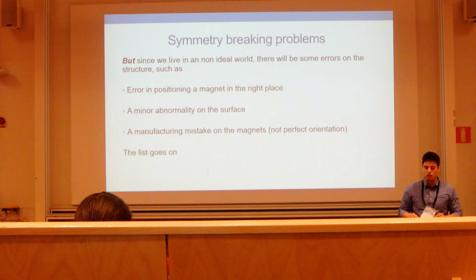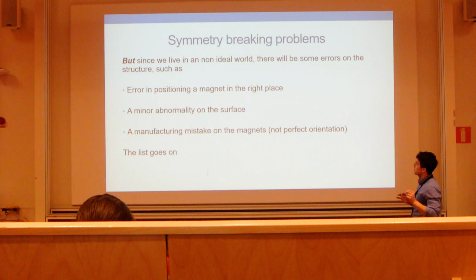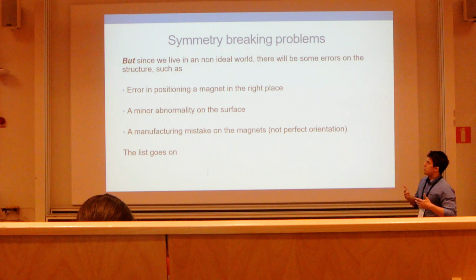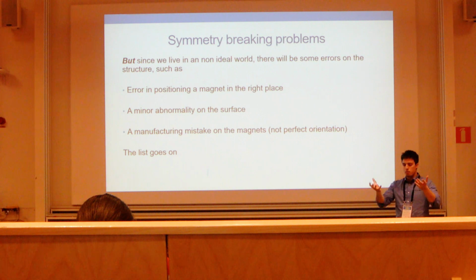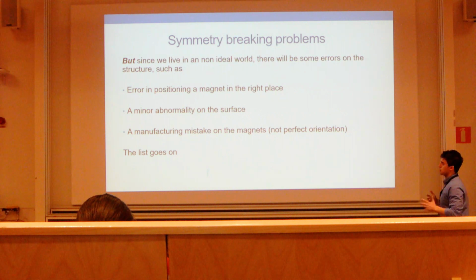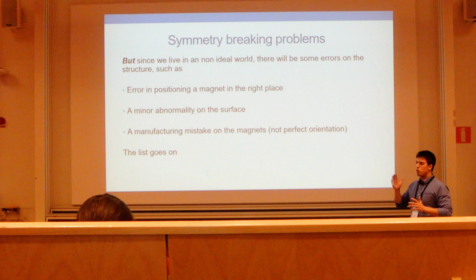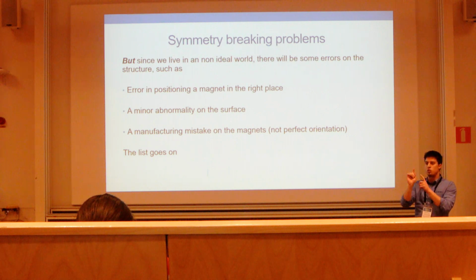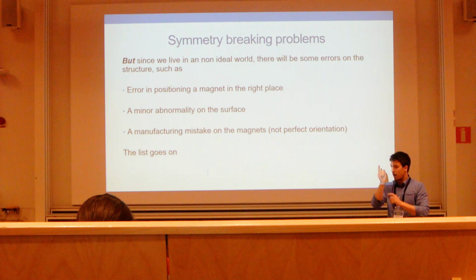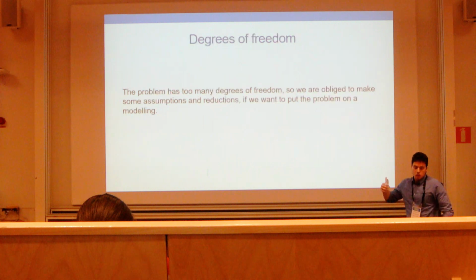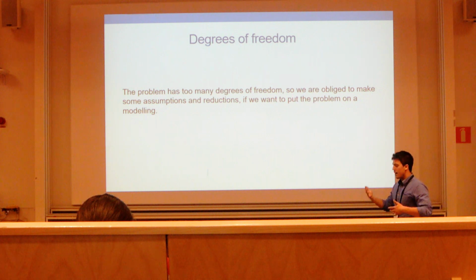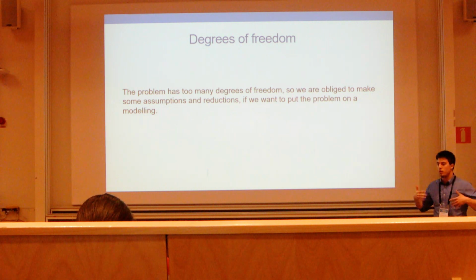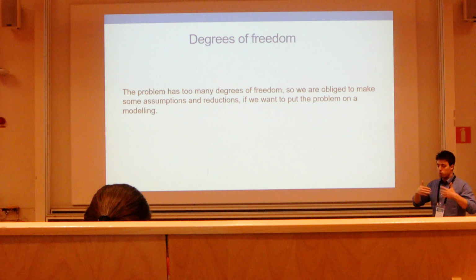But since we don't live in an ideal world, there will be some error in the structure, like an error in the position of the magnet, a minor abnormality on the surface behind the magnet, or a manufacturing mistake on the magnet, for example, not perfect orientation of the magnetic dipole. And the list goes on. So, as you can see, the problem has many degrees of freedom. We are obliged to make some reductions and assumptions so as to put the problem into a model.